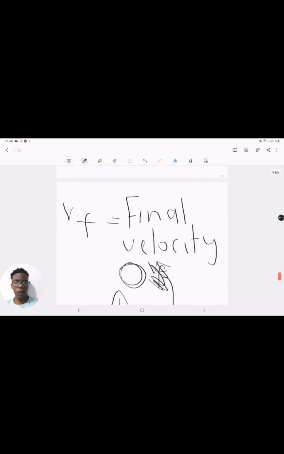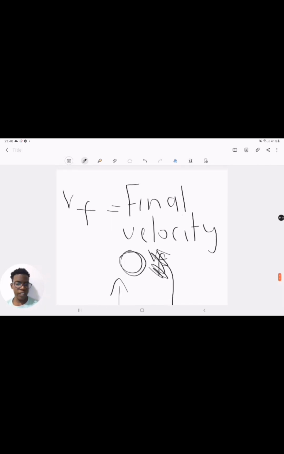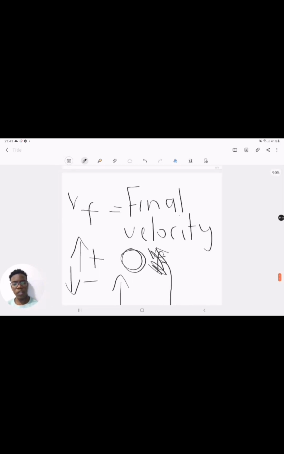Okay, so this is your final velocity here. The final velocity is the same thing, same principle, right? I'm talking about velocity in general. If the projectile is moving upwards, your sign has to be positive. If the projectile is moving downwards, your sign has to be negative, or it could be the other way around if you choose it to be the case, as long as you are consistent. Okay, as long as you're consistent with your sign convention.